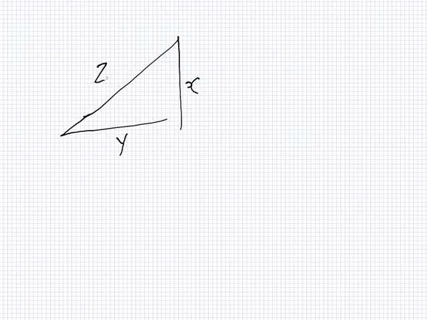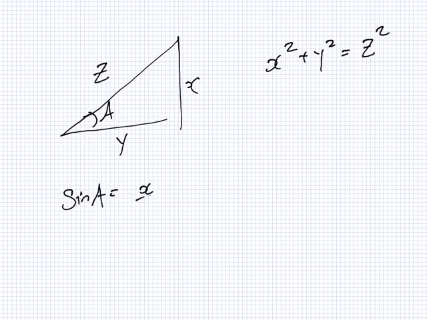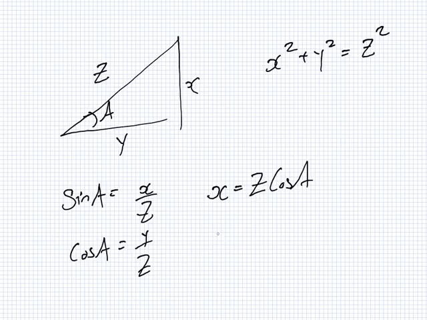X, y, and z. So you know from Pythagoras, x squared plus y squared equals z squared. And let's call this angle A. What's sine A? X over z. And what's cos A? Y over z. So that means that x equals z sine A, and then y equals z cos A.